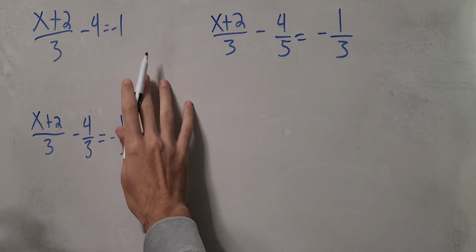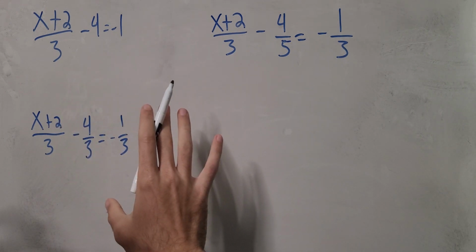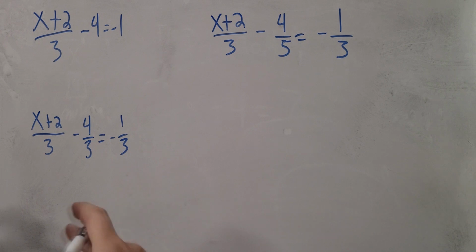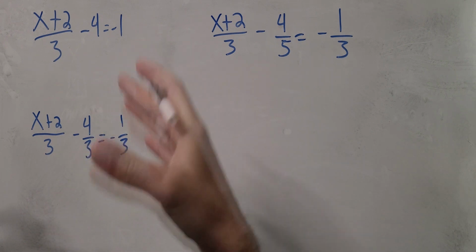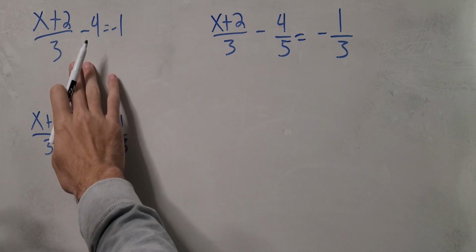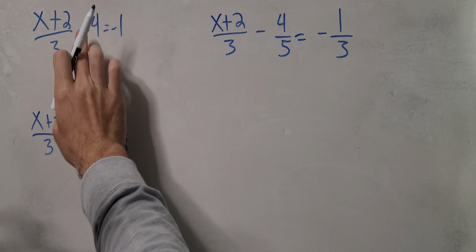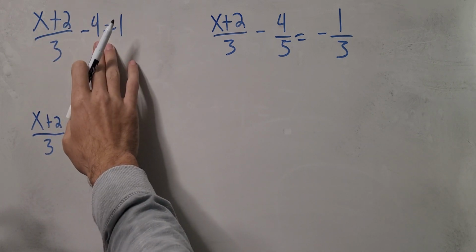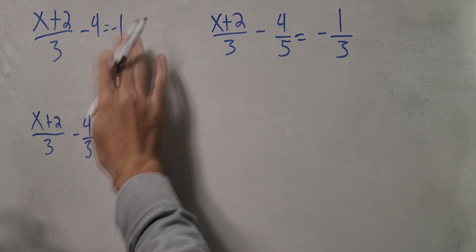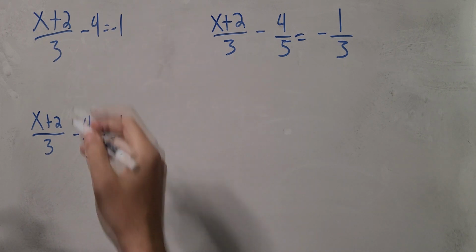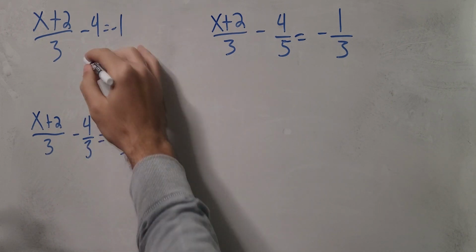In order to solve these equations, we have to focus on the fraction at some point, and in this video I'm going to show you when to prioritize eliminating that fraction. So looking at number 1, we have a fraction being subtracted with a whole number, and on the other side of the equal sign we have another whole number. We want to combine like terms before we attack the fraction.